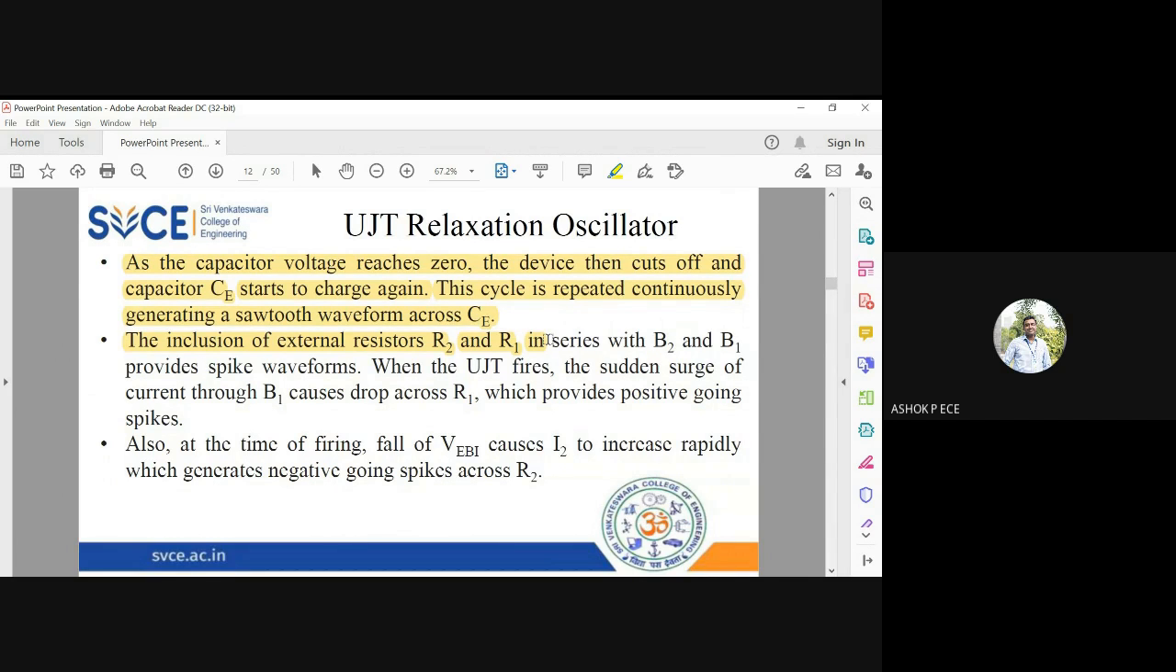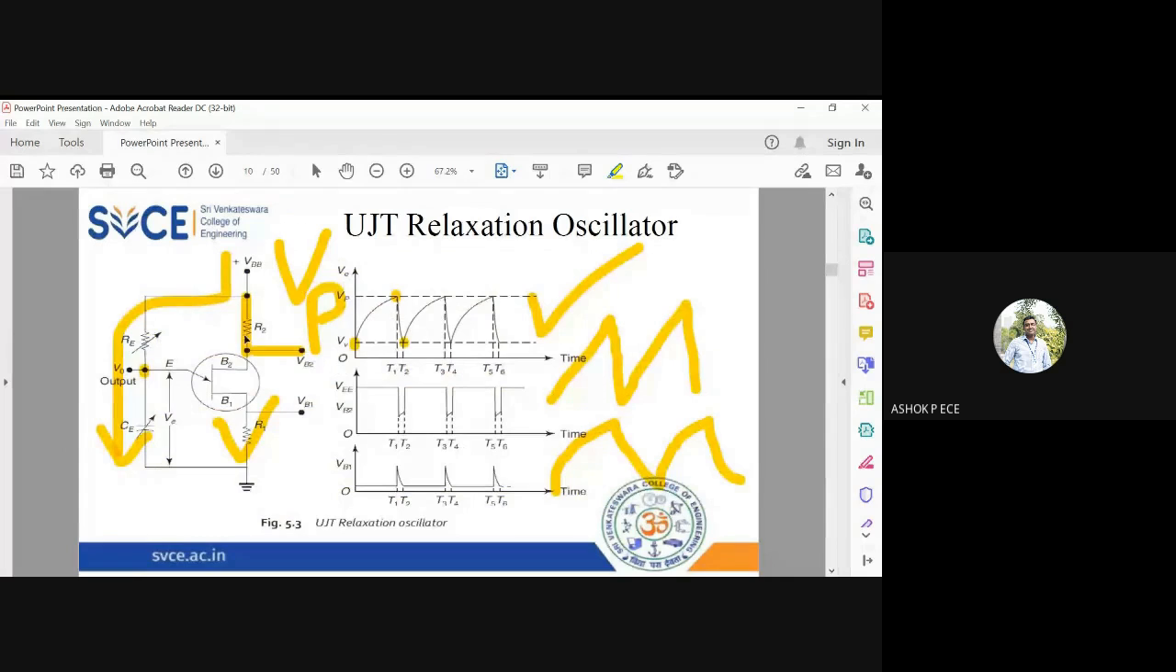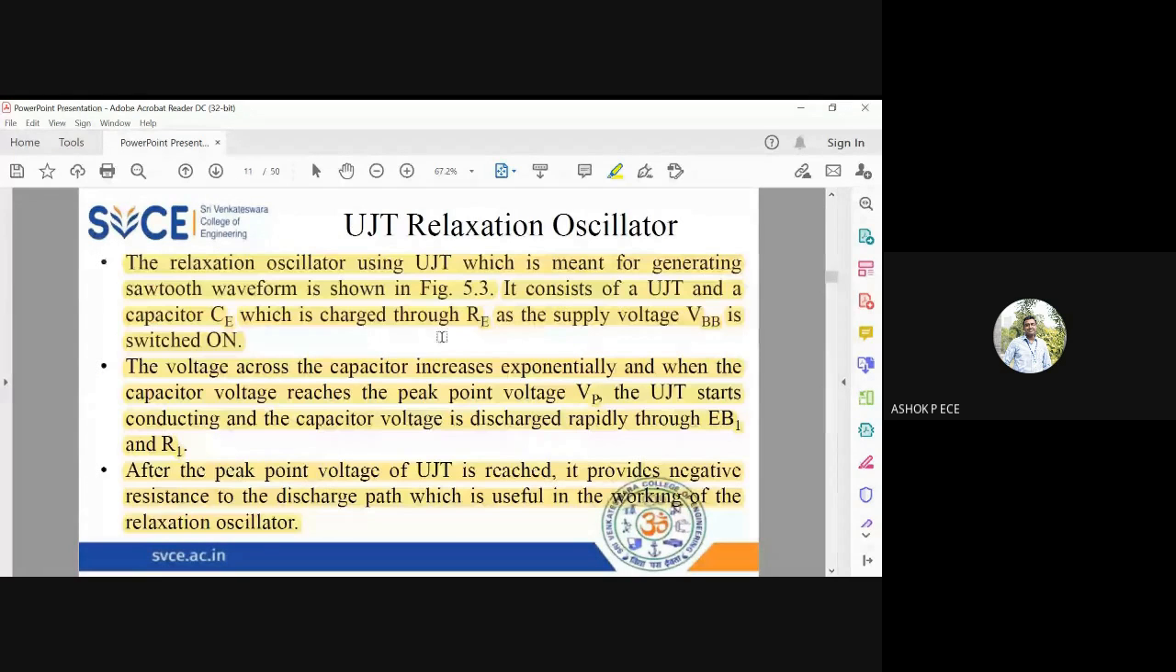So when the UJT is going to fire, a sudden surge of current will flow through B1, causing a drop across B1. You know that when the device is in the on state, a huge amount of current is going to flow through the device. So to control the amount of current flowing through B1 and B2, we have a resistance in series with the device, R1 and R2. R2 is present at the B2 terminal, and R1 is present at the B1 terminal.